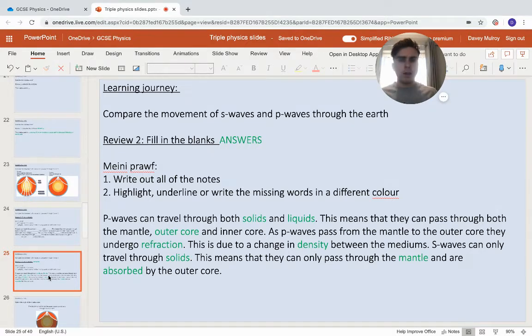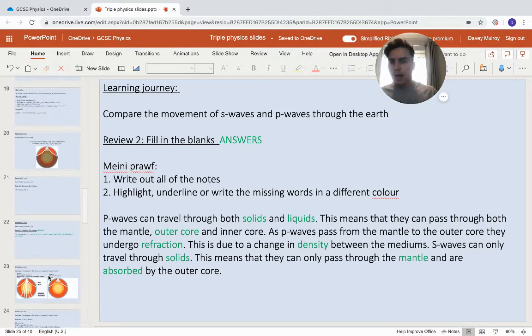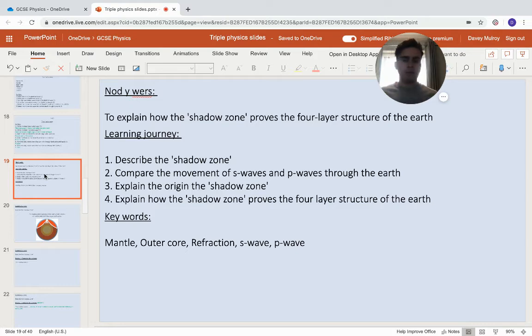So far then on our learning journey, we have done numbers 1 and 2, haven't we? We've described what the shadow zone is, and we've compared the movement of S waves and P waves through the Earth. So step number 3 and 4, and it's going to move quite quick now, is we're going to explain the origin of the shadow zone and explain how the shadow zone proves the four layers of the Earth.